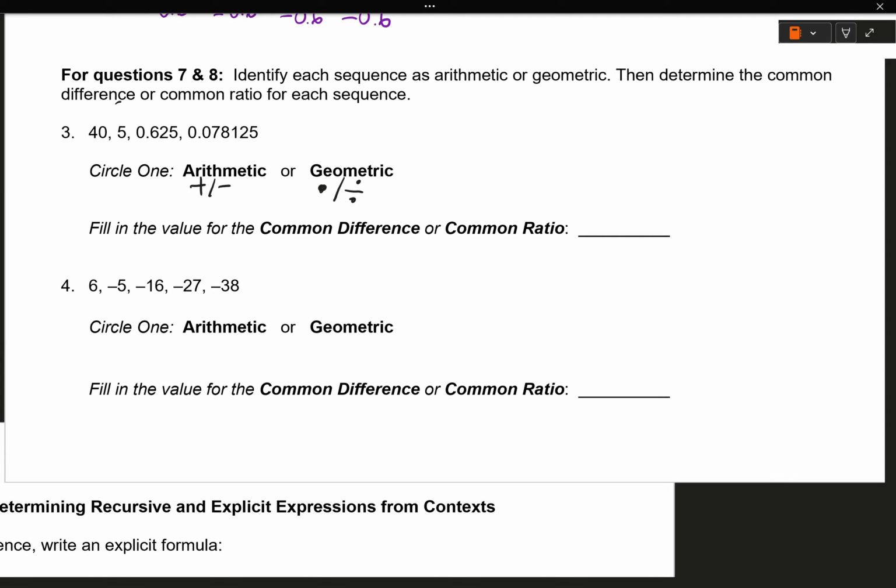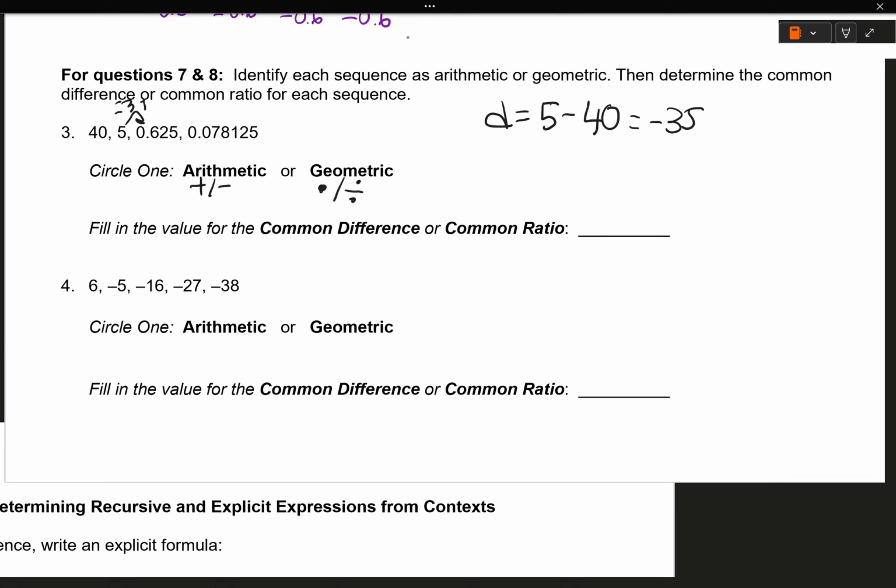Now in number 3, maybe you can tell what's going on. But let's say you can't. I'm going to experiment with the arithmetic sequence. In order to find the common difference of an arithmetic sequence, I'm going to take the second term minus the first term, which is 40. So 5 minus 40 is negative 35. So if this was arithmetic, I would be subtracting 35 every time. Does that work? Hopefully you notice that no, it does not.